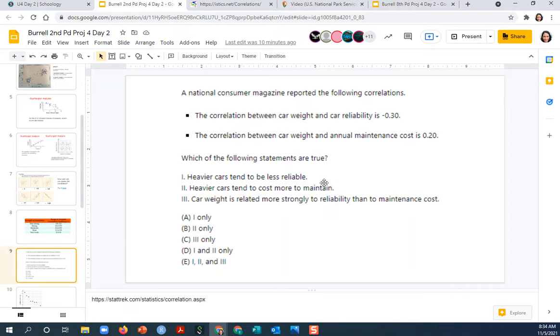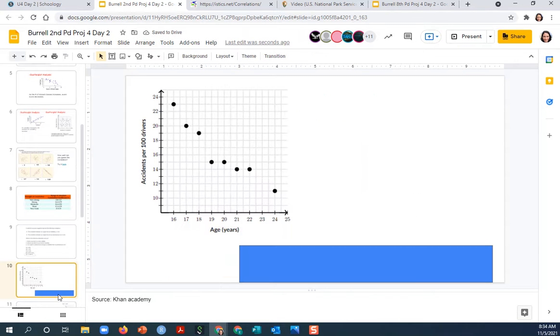Everybody chose one part that was correct, but it turns out that they were all true statements, so we should have chosen E. Let me draw a little scribble around that. Okay. All right.